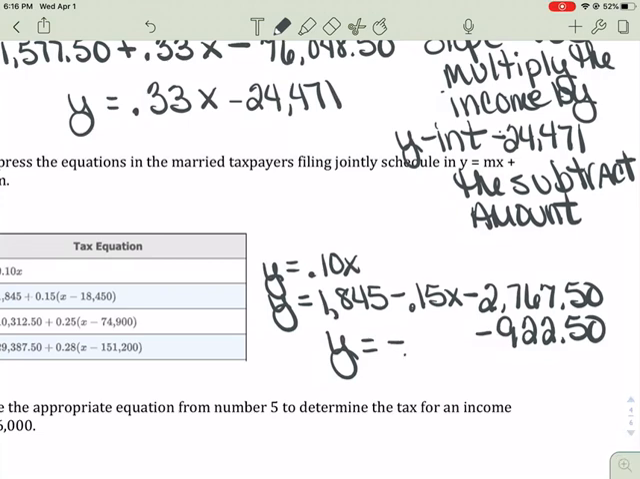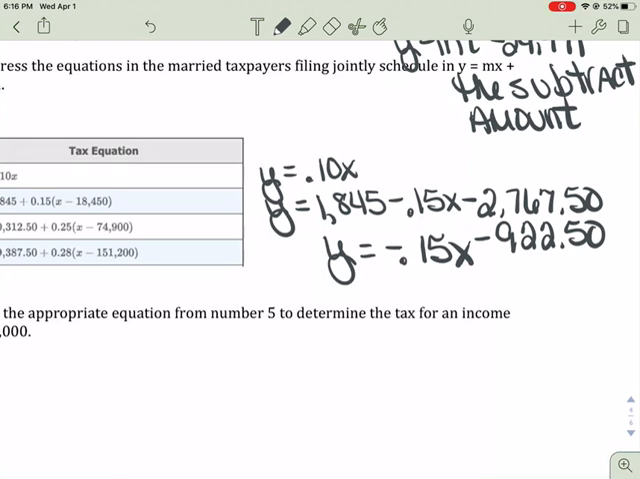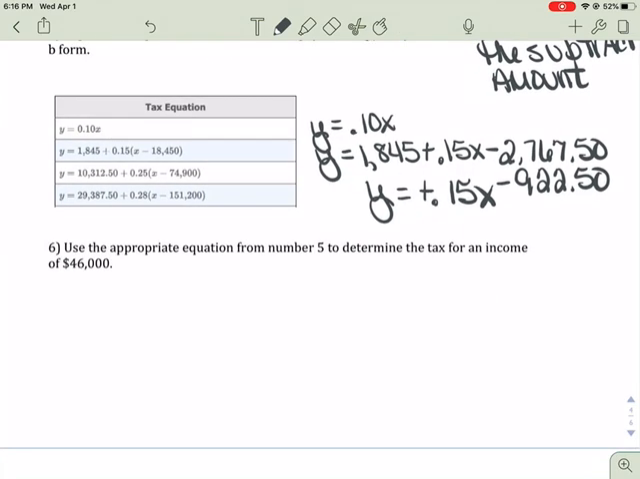Okay, so y equals 0.15x minus 922.50. All right, so we get the idea. We're going to distribute and then clean up. And again, what does that slope tell us? The slope is the percentage that we're going to multiply by, and then that 922.50 is what we're subtracting from that multiplication.